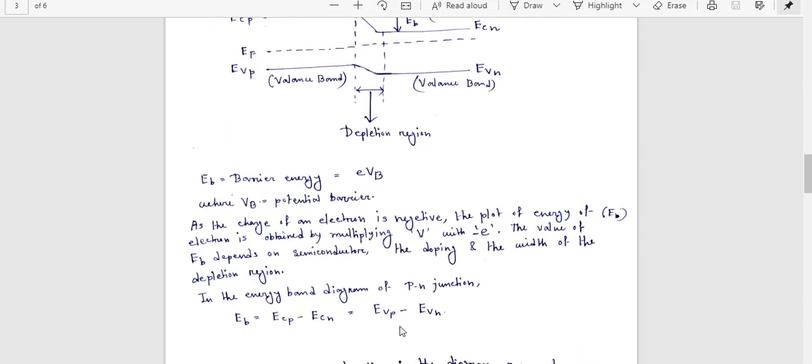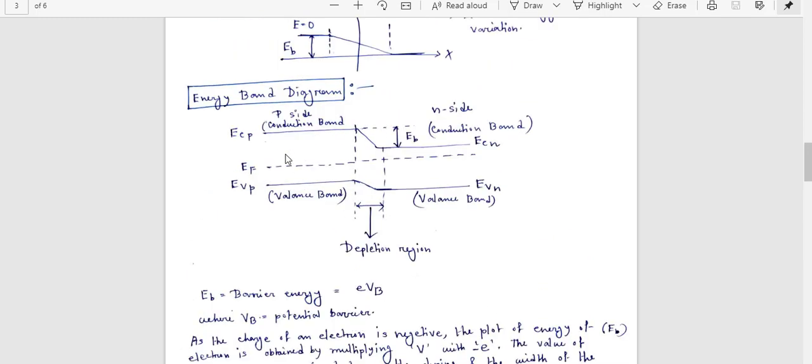Okay. Now see, here you have a formula in the energy band diagram for PN junction. EB is equal to ECP minus ECN. Now see here, what is the gap? Here gap means ECP minus EVP for p type. Similarly for n type it will be ECN minus EVN. Okay.